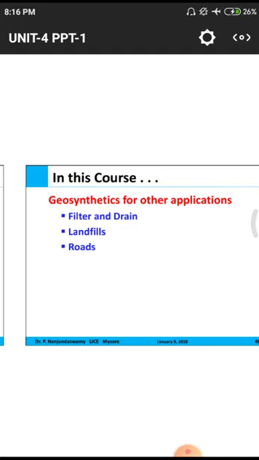Second one is landfills. Normally landfilling means a huge amount of waste material generated from our daily lives, which we have to utilize for filling in different construction activities. Next one, roads. Roads also have some embankments, pavements and subgrades, so for those embankments and subgrades we use geosynthetics to get a long lifespan.